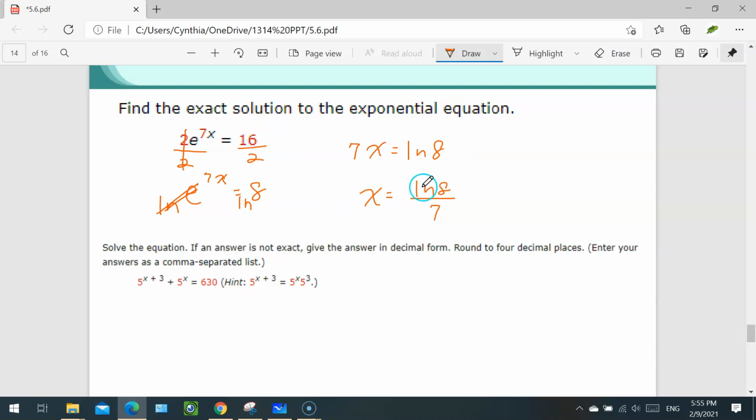For an exponential equation, you don't need to do the test. It's only for the logarithm equation. So this will be the solution.